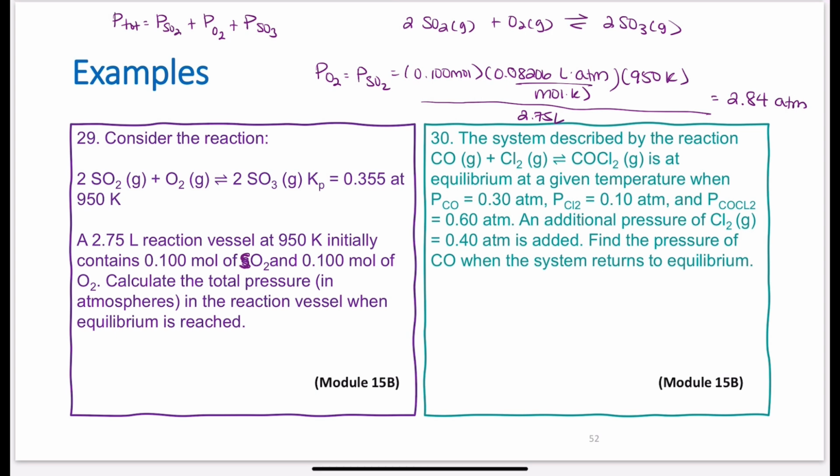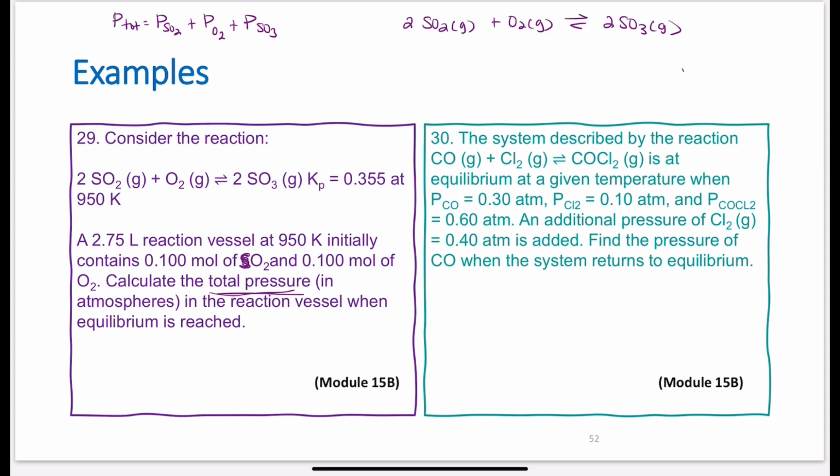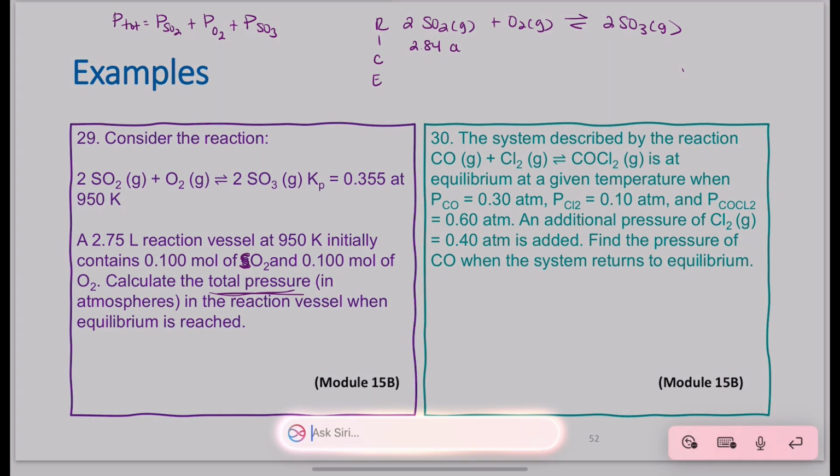I want pressure right away because since I'm trying to find the total pressure of the system, I'm going to set that ICE chart up in pressure in the first place. So I have 2.84 atmospheres of each.